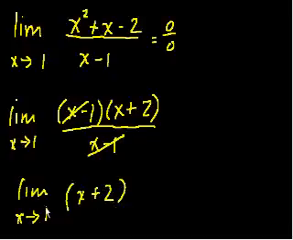Well, now this is pretty easy. What's the limit as x approaches 1 of x plus 2? Well, you just stick 1 in there and you get 3. So it's interesting. When we just tried to evaluate the expression at x equals 1, we got 0 over 0. And in the previous example, we saw that it evaluated out when you simplified it to 0. And in this example, it came out to 3.